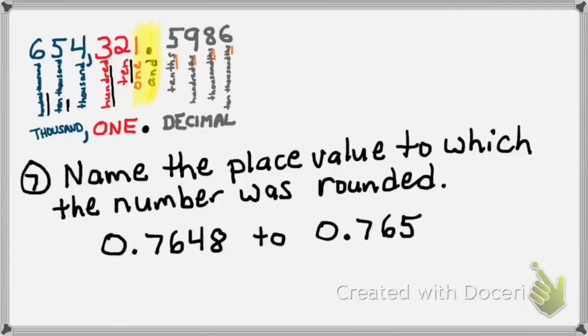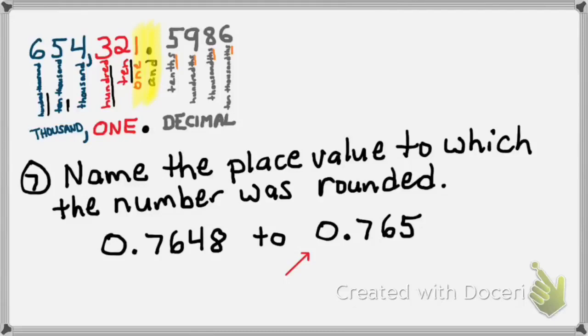And sometimes you'll see questions like this, question number 7. It says name the place value to which the number was rounded. And I have 0.7648, which was rounded to 0.765. This is the number it was rounded to, so I need to name the place to which it was rounded. That means when I find the number it was rounded to, my red arrow is pointing to it, I need to find the place value of the last digit in the number.